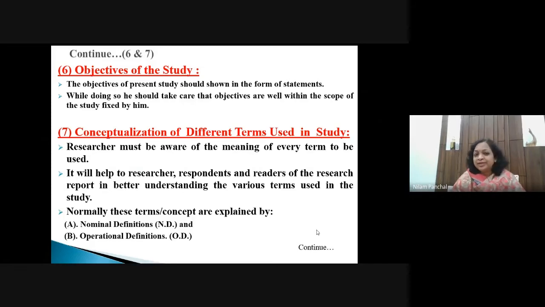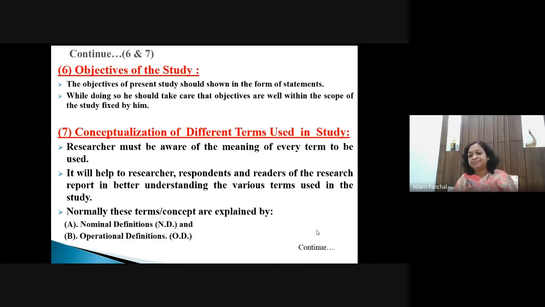So while doing it, you should take care that the objectives are well within the scope of study fixed by you, right? So whatever you decide, you have to stick to it. Next is a conceptualization of the different terms used in the study. So the researcher must be aware of the meaning of every term used.